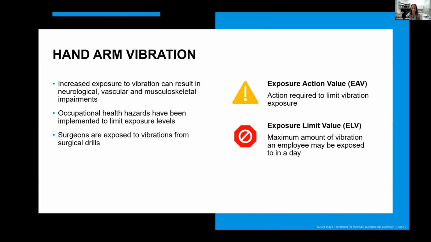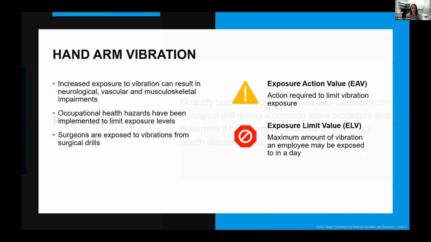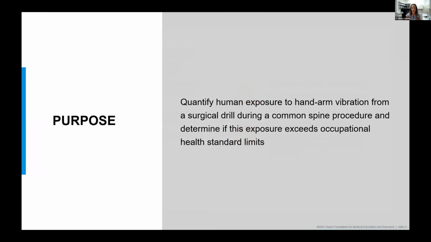The exposure action value and exposure limit value require employers to monitor vibration and ultimately stop tool usage. Surgeons are exposed to vibrations from surgical drills, and the prevalence of carpal tunnel syndrome is increased in this population. However, vibration exposure has not been well characterized. We look to quantify human exposure to hand-arm vibration from a surgical drill during a common spine procedure and determine if this exposure exceeds occupational health standard limits.